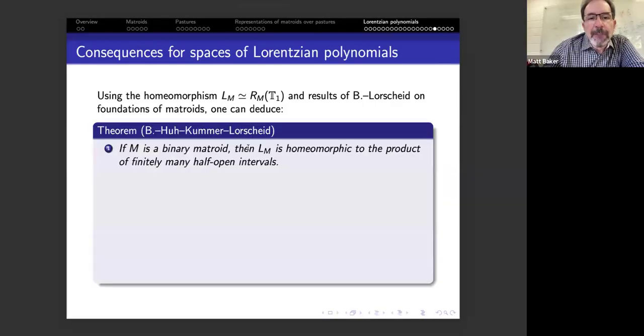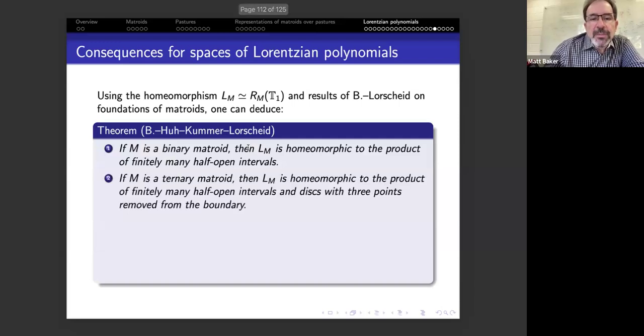So here's a sample theorem. If M is a binary matroid, then the space of Lorentzian polynomials with support M is just a product of finitely many half-open intervals. And if M is ternary, namely representable over the field of three elements, the Lorentzian space looks like a product of finitely many half-open intervals and then disks with 3 points removed, like that U24 example that I showed.